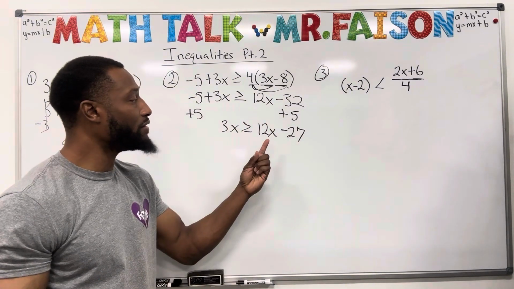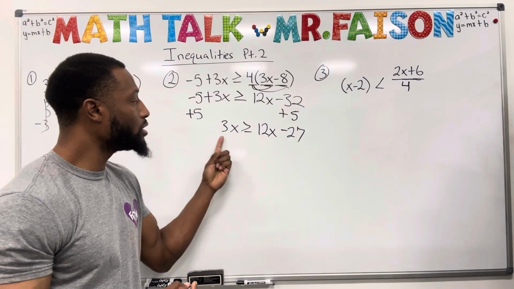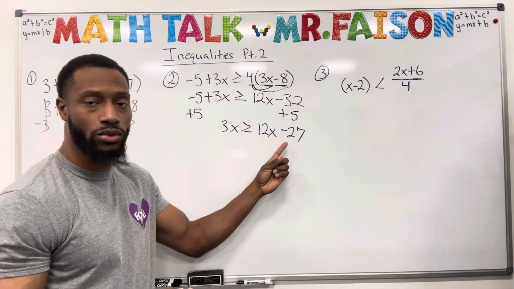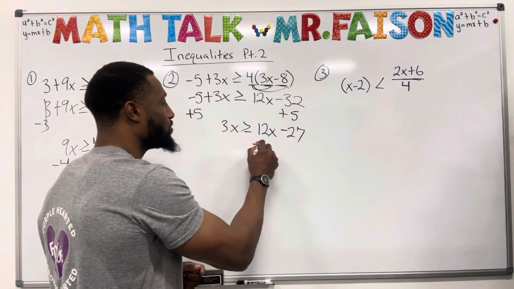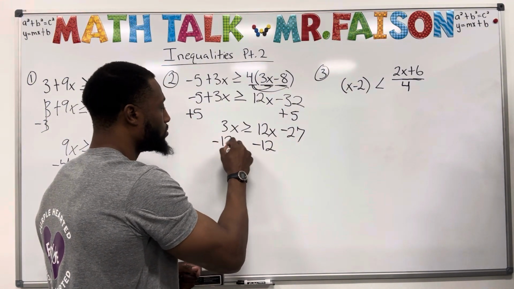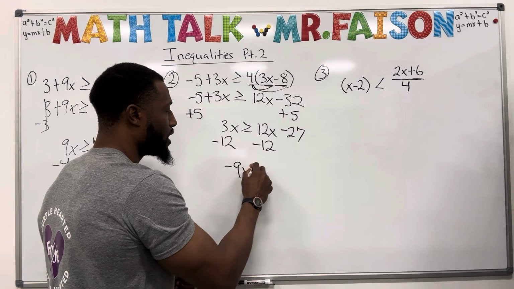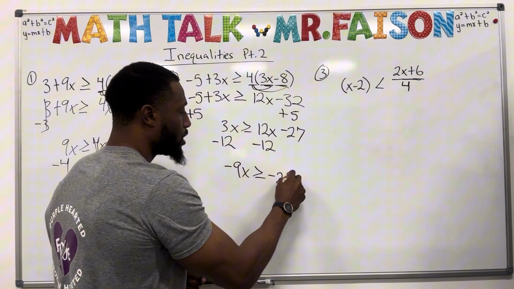Now what I wanna do is I have to get this 12x over here with the 3x. It doesn't wanna be over here with the negative 27. You wanna get over here with the 3x. So I have to move that mathematically. It was a positive 12, it's gonna be minus 12, minus 12. Now we have negative 9x is greater than or equal to negative 27.